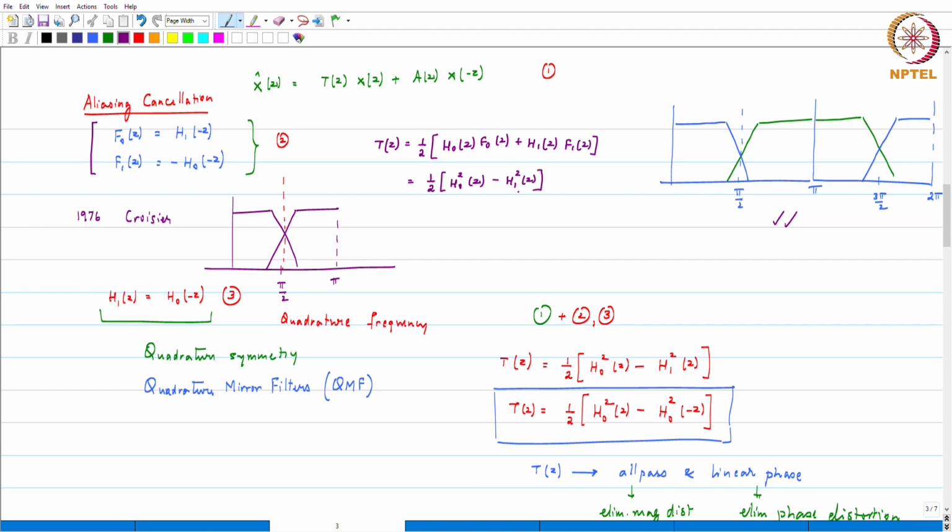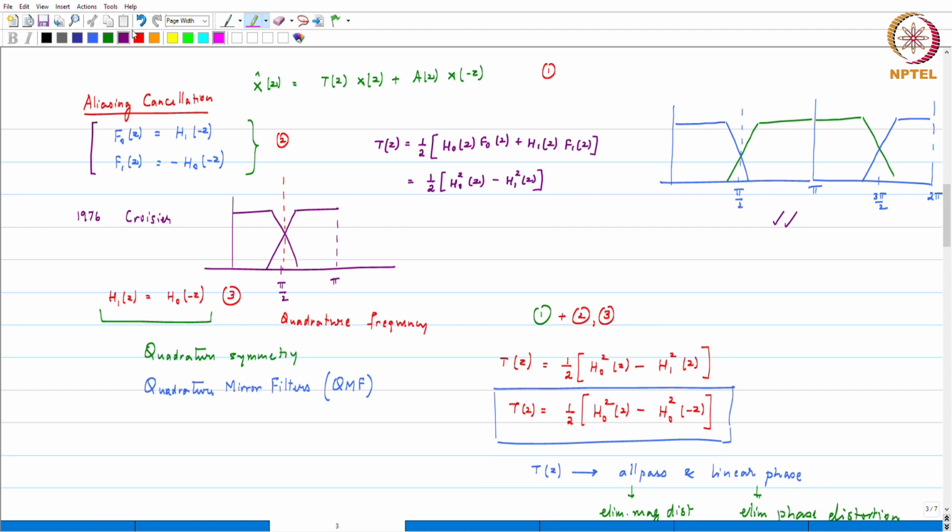Now, as we discussed in the last lecture, 1976 was when an additional observation and a constraint was introduced, that of the quadrature mirror symmetry. Quadrature frequency represents π/2, and we design H0 and H1 to have symmetry around the quadrature frequency. So these are called quadrature mirror filters, H0 and H1. If they satisfy the symmetry, then it's called the quadrature symmetry. The quadrature symmetry is given by H1 of z equal to H0 of minus z. In other words, it's a shifted version of the original filter.